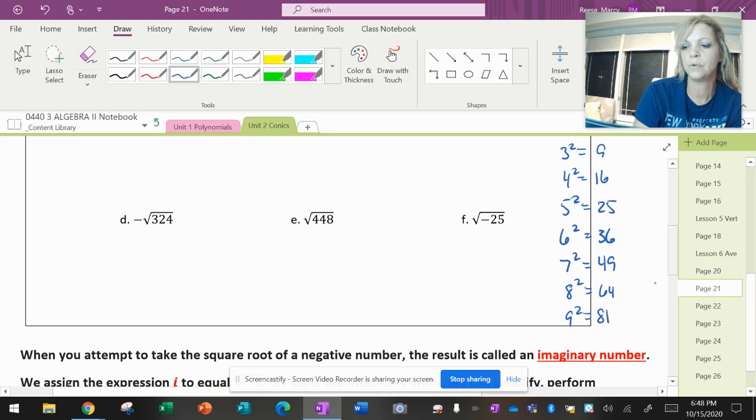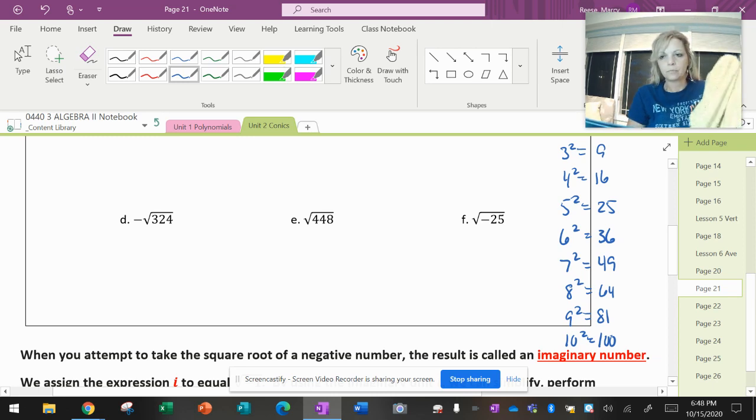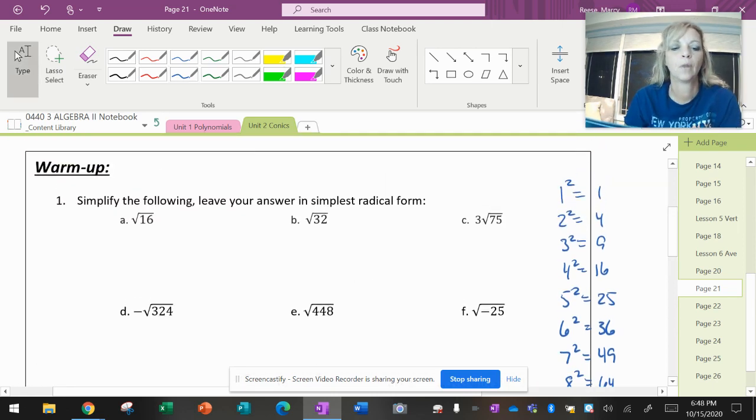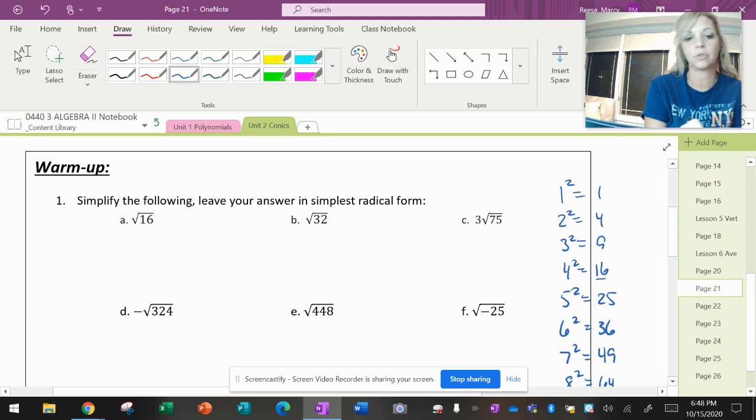So all these numbers are perfect squares, okay? All right, so when you go to simplify a radical, you're looking for a perfect square, right? So the square root of 16, it's saying, okay, what times itself is equal to 16? And since you know 16 is a perfect square, you're just going to say, oh, that's easy, that's 4.